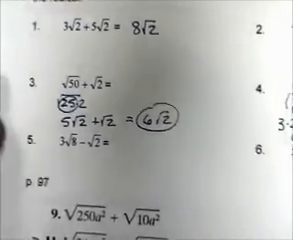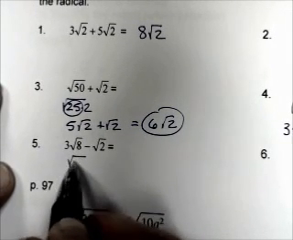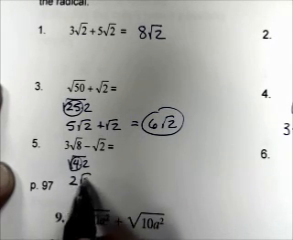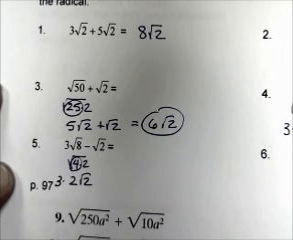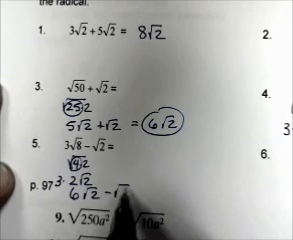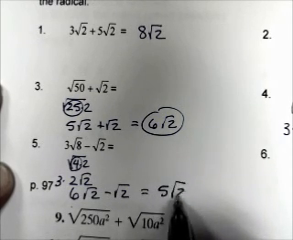Number 5, simplify the square root of 8. Thinking 4 times 2. The square root of 4 is 2, so 2 square root of 2. Bring down the 3 that was in front. 3 times 2 is 6. So we have 6 square root of 2. Subtract the square root of 2. 6 minus 1 is 5. 5 square root of 2.